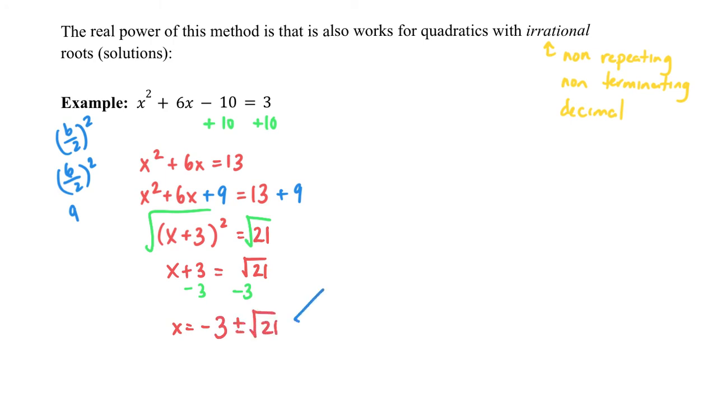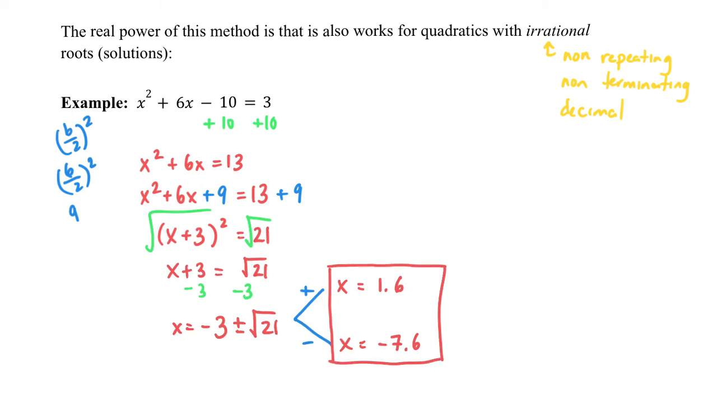And the last thing that I'm going to do is split this off, and we'll round this to the nearest tenth. So I've got my calculator now. On the plus side, I'm going to type in negative 3 plus radical 21. And that gives me 1.6 if I round to the nearest tenth. And on the minus side, I'm going to do negative 3 minus the square root of 21. And that gives me negative 7.6 if I round to the nearest tenth. And there are my two solutions.